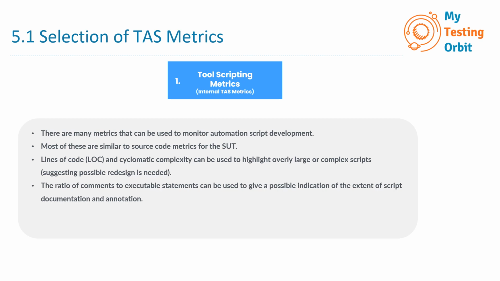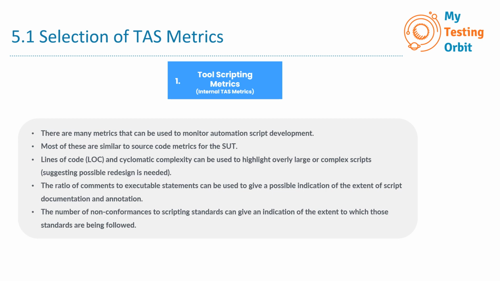Next, the ratio of comments to executable statements can be used to give a possible indication of the extent of script documentation and annotation. So what is the ratio of comments to executable statements? It's a measure of how many comments or explanations exist in your code compared to the actual lines of code that do something, or as it's referred to over here, executable statements. And a high ratio suggests well annotated scripts that are easier to understand and maintain.